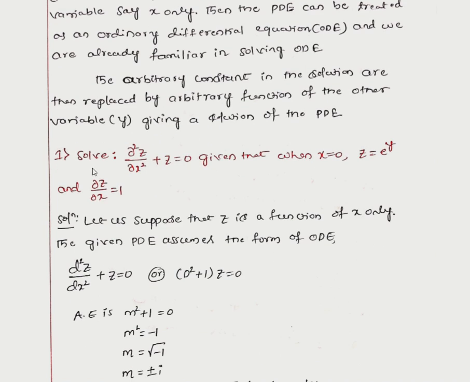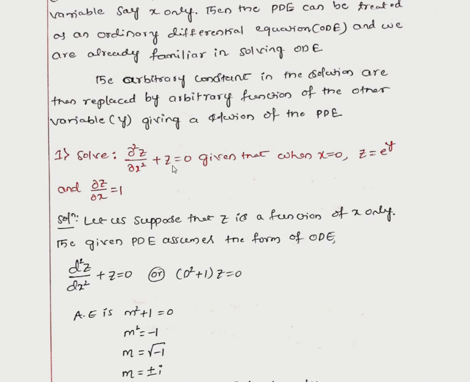Here solve ∂²z/∂x² + z = 0, given that when x = 0, z = e^y, and ∂z/∂x = 1. When x = 0, z = e^y. When x = 0, ∂z/∂x = 1.